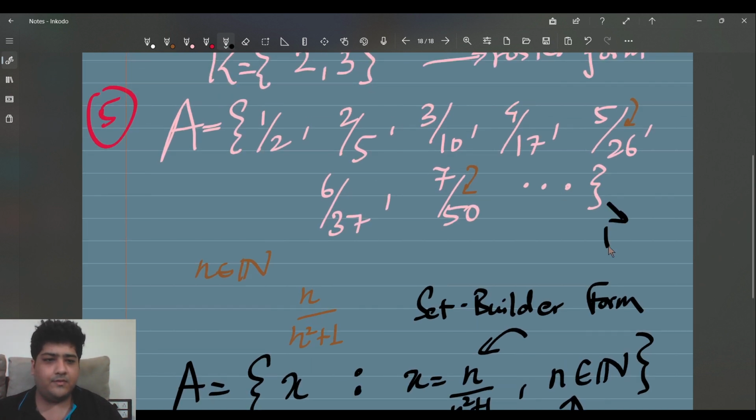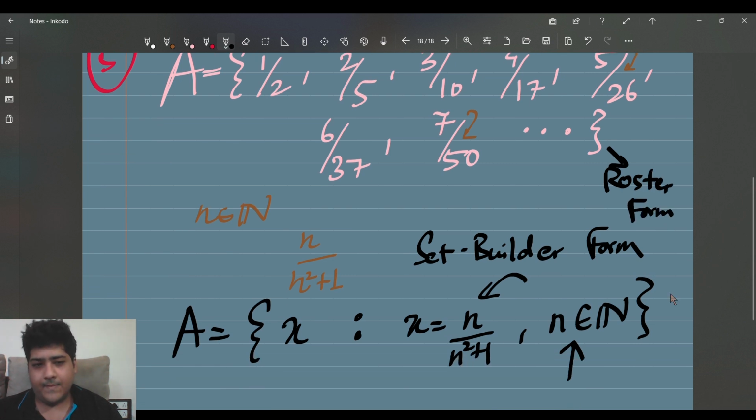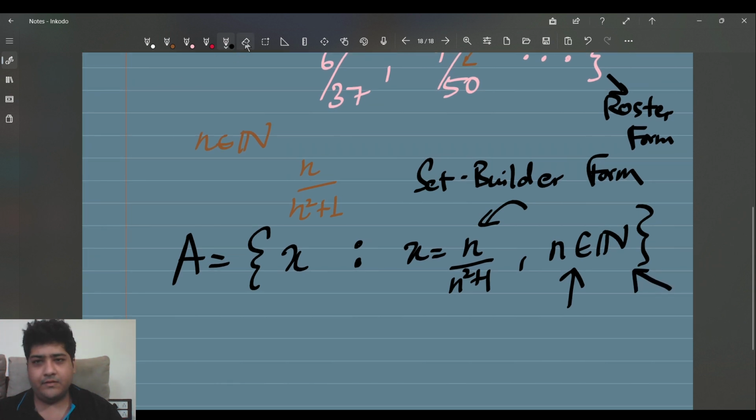Set builder form for this given set. This is in roster form. So this form was easier for writing down this set, right? This is more intuitive, and I'd prefer this form over that one for this situation.